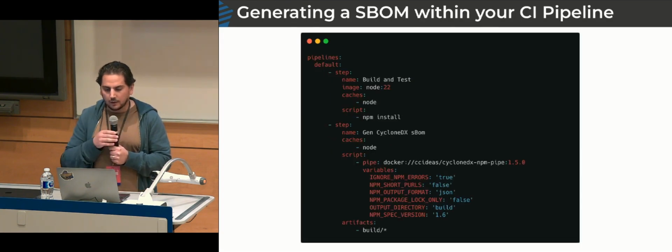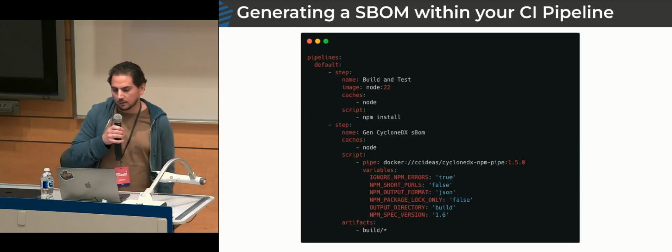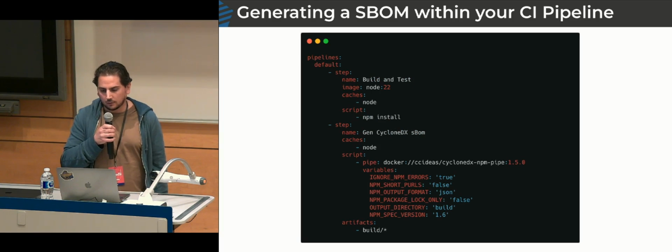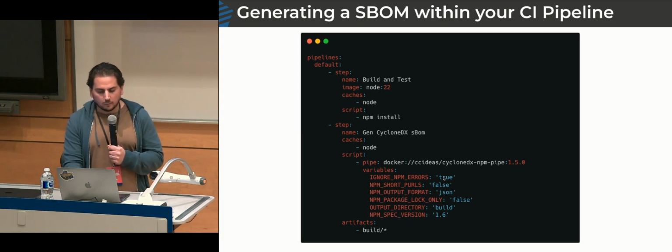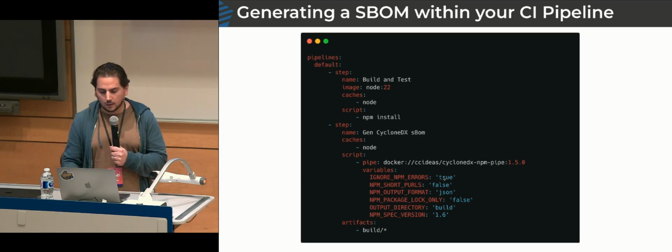To actually add this to my pipeline, Bitbucket pipelines just use YAML files, similar to a lot of other CI tools. So I have a couple different steps here. One is build and test. The other one is generate CycloneDX SBOM. I want to pass in my pipe. So all that's really doing here is just downloading this image from Docker Hub, version 1.5.0 of it. And then I'm just setting some environment variables that my wrapper script will grab and then make some decisions off of. So I want my npm spec version to be 1.6. I want JSON output format. And there's a few other things.